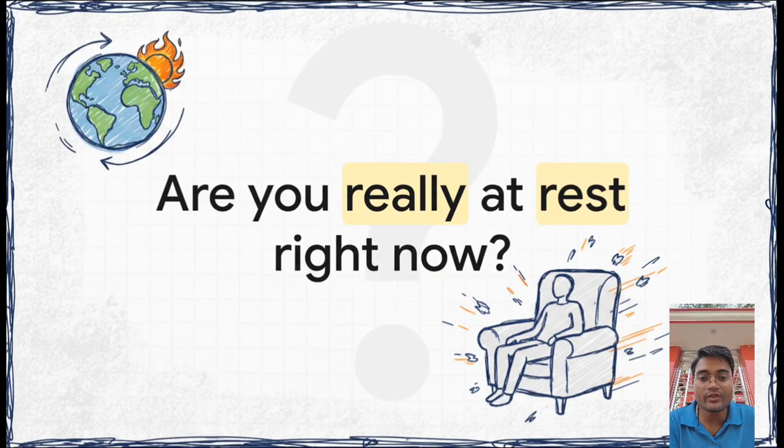But before we wrap up completely, I want to leave you with one final, mind-bending thought. Think about everything we discussed regarding objects at rest versus objects in motion. Since the Earth itself is constantly rotating on its axis and orbiting the sun at incredible speeds, are you really at rest right now, even just sitting there in your chair?